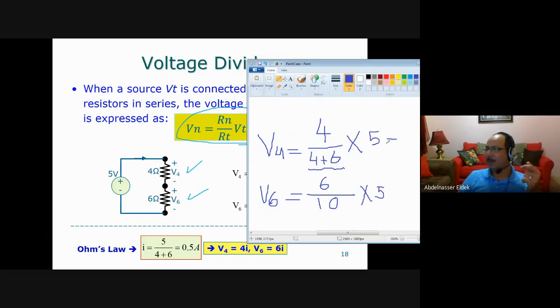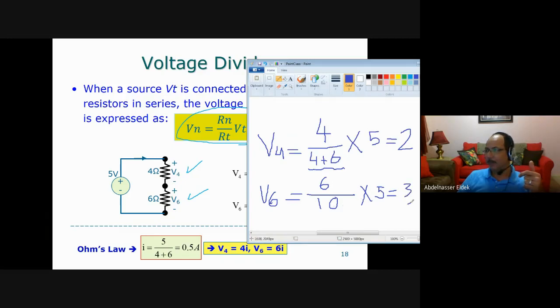And if you want to calculate them, you will see that the summation is 5. For example, here 4 times 5 is 20. 20 divided by 10 is 2. So this is 2 volt. What about this one? 6 times 5 is 30. 30 divided by 10 is 3.